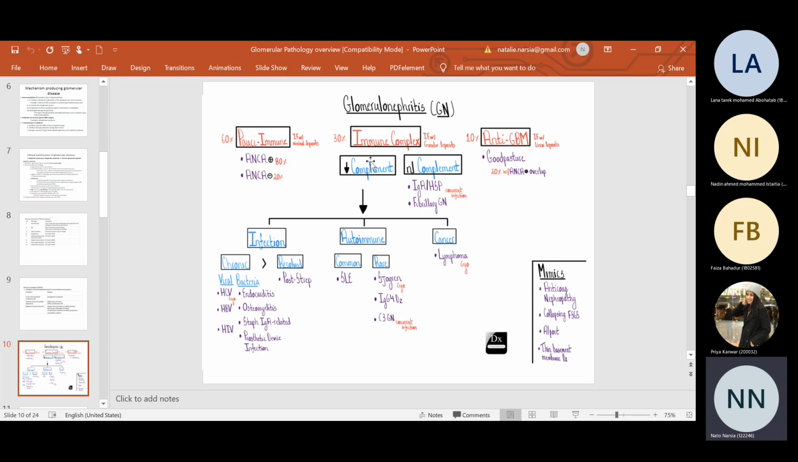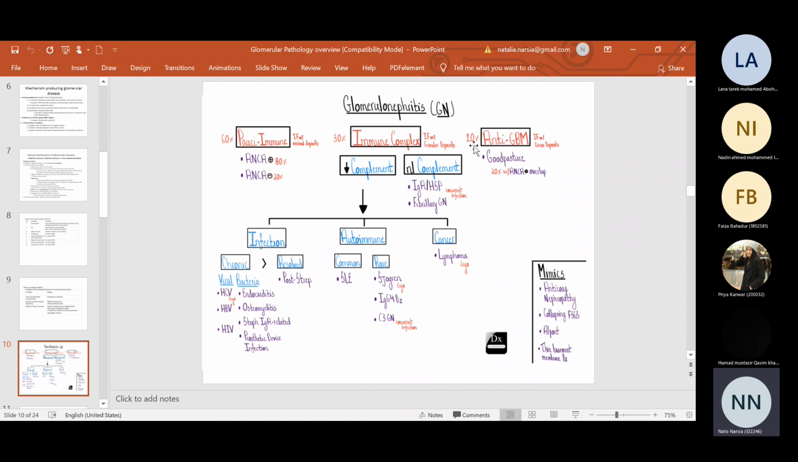Immune complexes can be with decreased complement, and where you don't have complement. For example, this is immunoglobulin A, which we mentioned, and anti-GBM. This is anti-GBM, where you find a linear pattern, which means you have antibodies against the basement membrane. And one example here is a good question, okay?